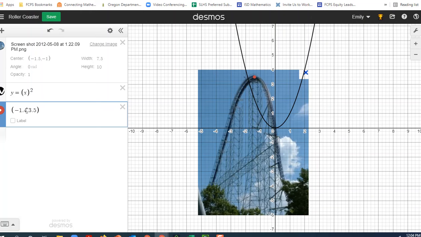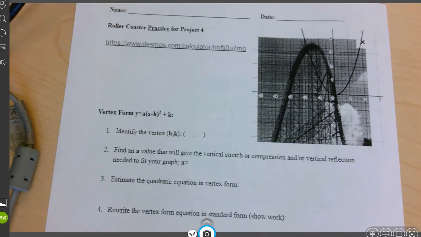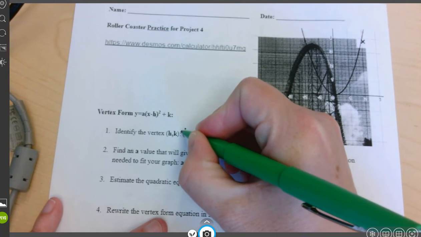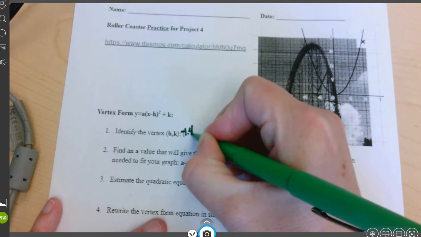All right. It's okay if you don't find it right away. That's why we have the Desmos, so that you can try a few things until you do find it. This is the vertex, so let's go back now. We're going to put it on the paper. It was -1.4, 3.5.